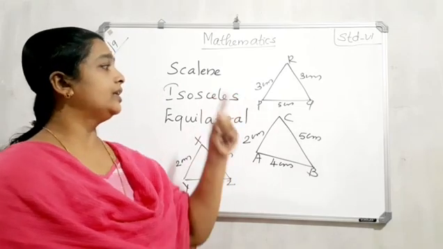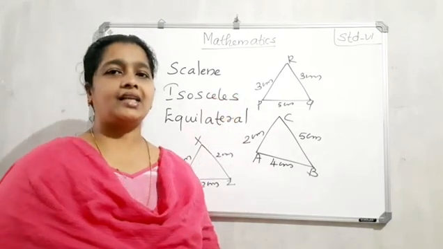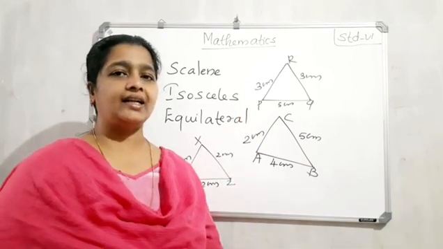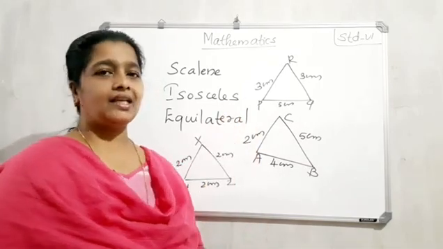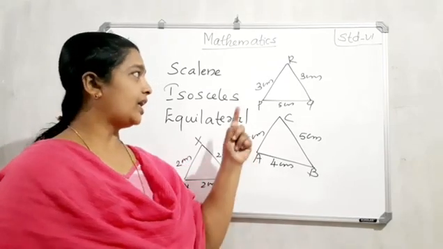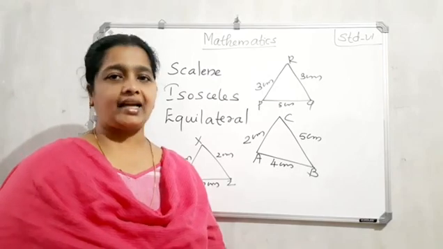So the first one, 3 sides unequal. The next one, 2 sides equal. And the third one, 3 sides are equal. This is the classification of triangles based on sides.